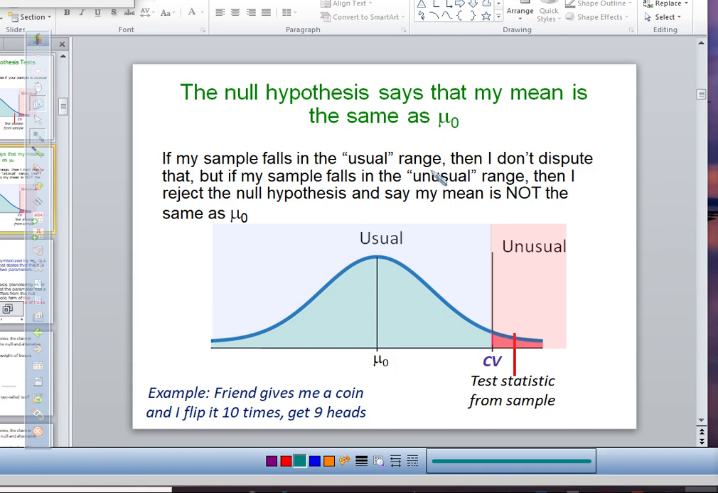And if I take a sample of people who are taking my drug, and I have them take this test, and that sample falls in this usual range, this kind of blue range right in here, then I don't dispute the fact that mine is the same as everybody else's. But if I'm lucky, I'm hoping that my people with my drug get an average out here in this unusual range, because then I can say, hey, look, they got something way out here. It can't be by chance. It has to be that my drug really does make you smarter.